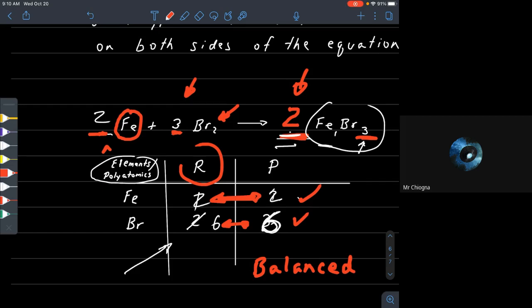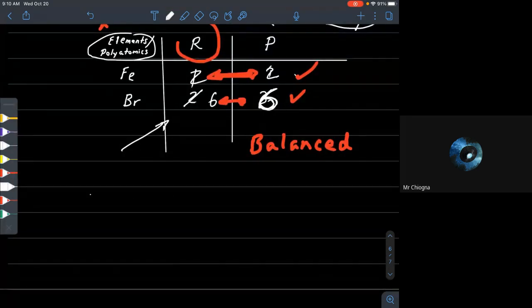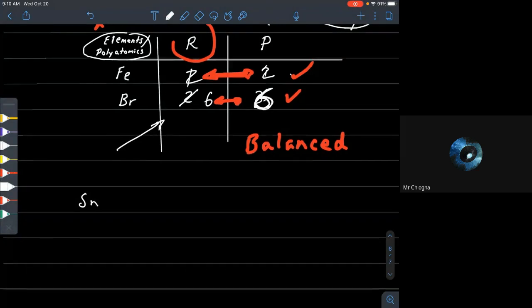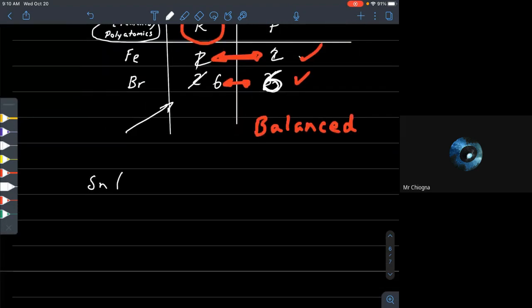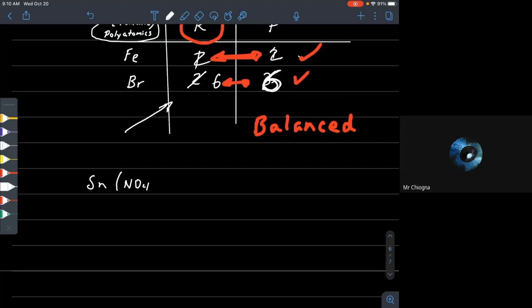Okay. Harder one. Let's try this. Oops. It's an NO2. Okay. You don't have to put these numbers in front. I'll add them for now, but you don't need them. Just make sure there's space.